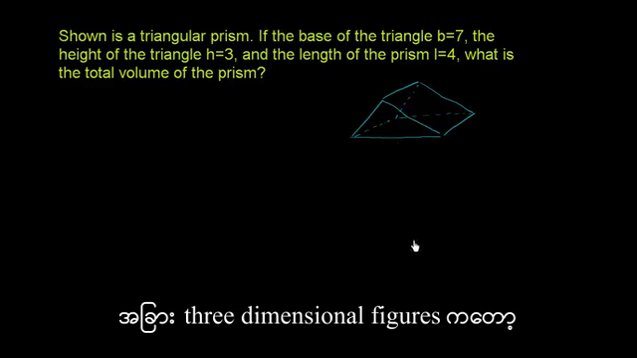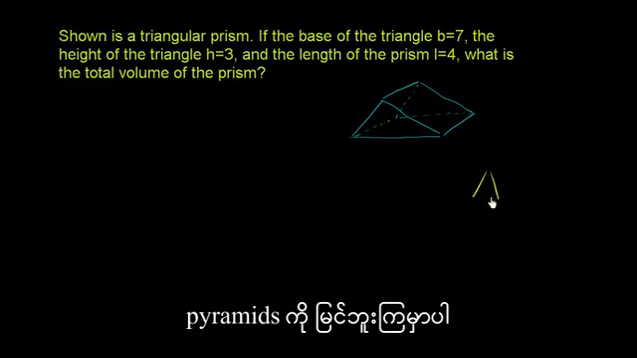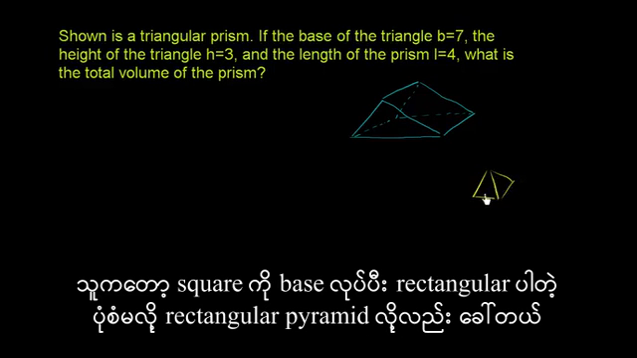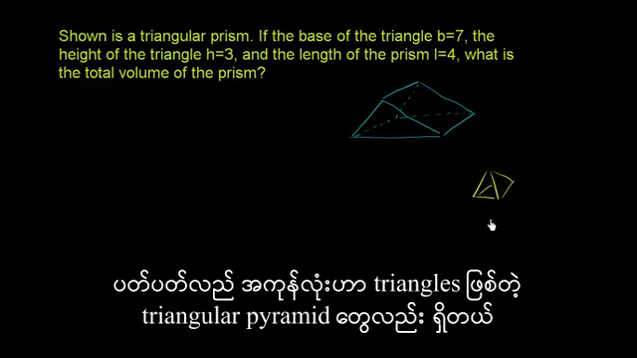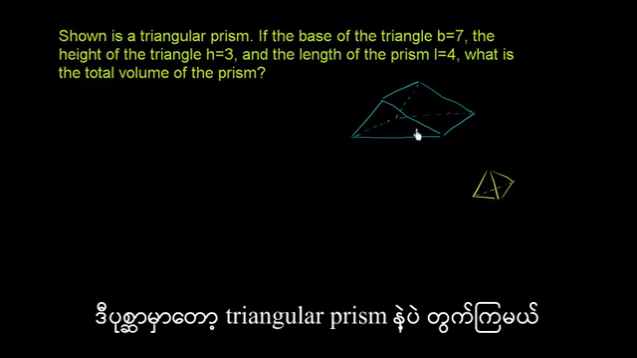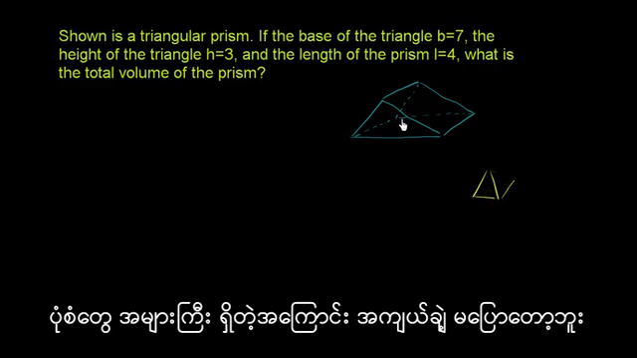The other types of triangular three-dimensional figures are pyramids. This would be a rectangular pyramid because it has a square base, just like that. You could also have a triangular pyramid where literally every side is a triangle. But this over here is a triangular prism. I don't want to get too much into the shape classification.